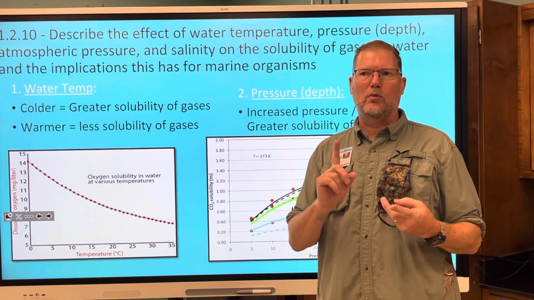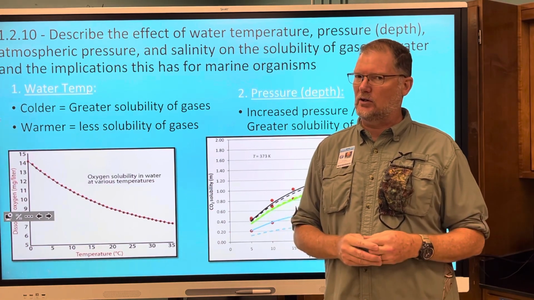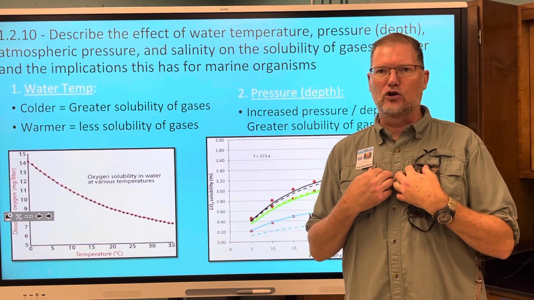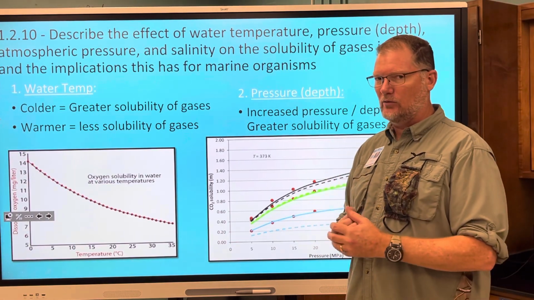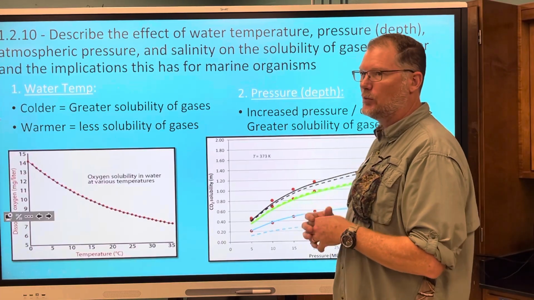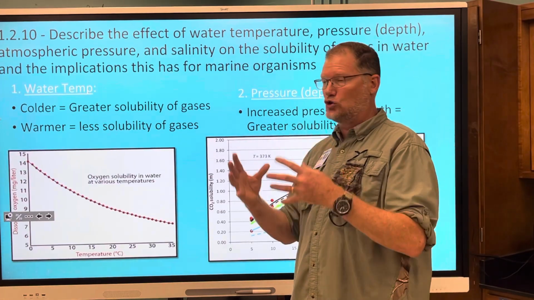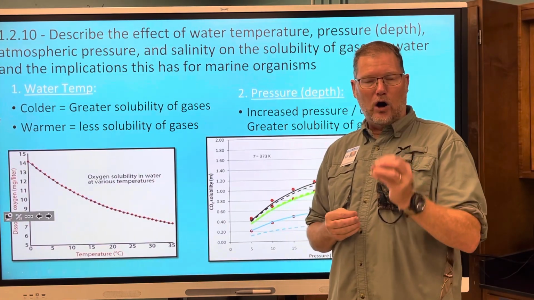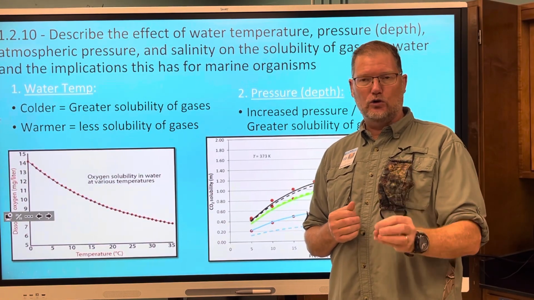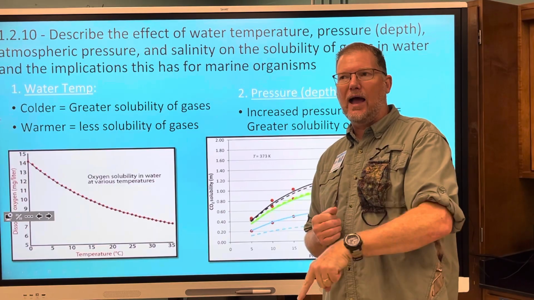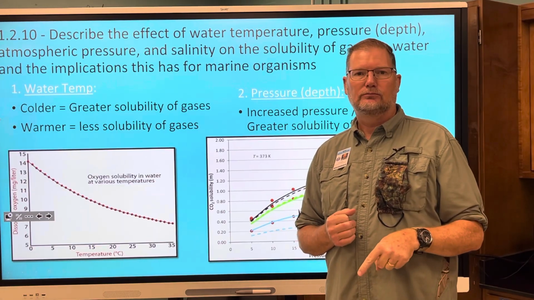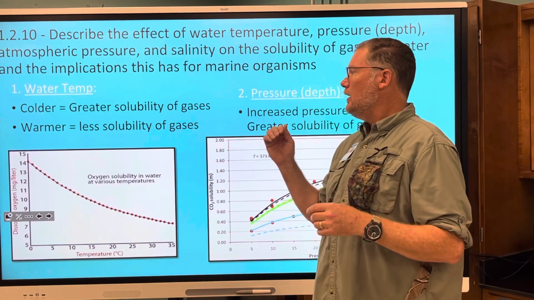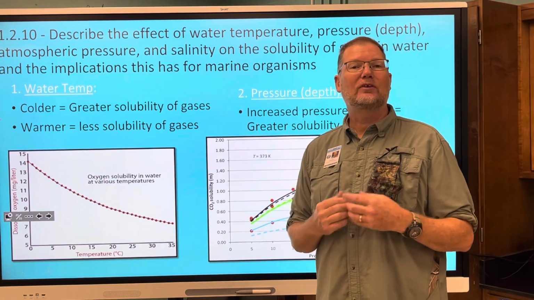When we overfish or when we pollute, it affects all of these systems, and it's very important to know what we do has an effect on the bigger stuff, what we do positively and negatively, right? The bigger picture. So water temperature: the colder the ocean gets, the more gas it can dissolve. So cold water will have more oxygen, and warm water will have less gases.